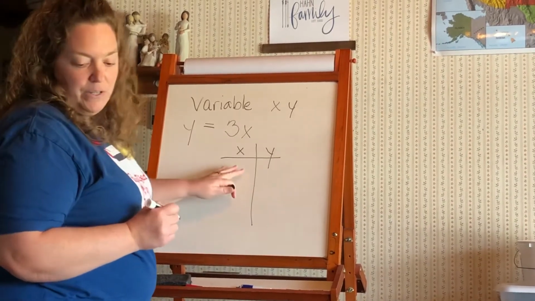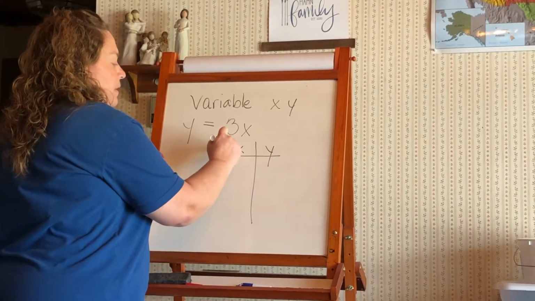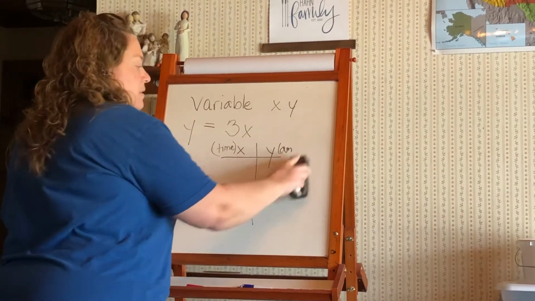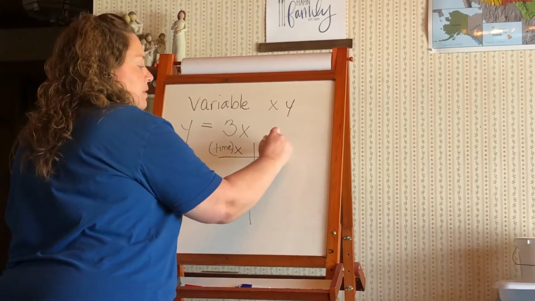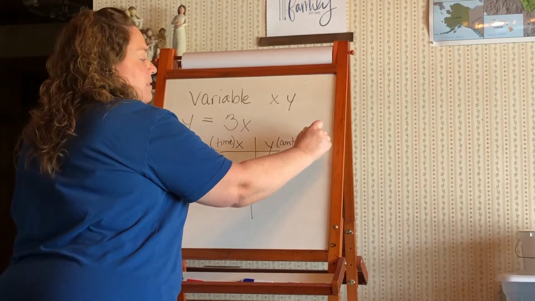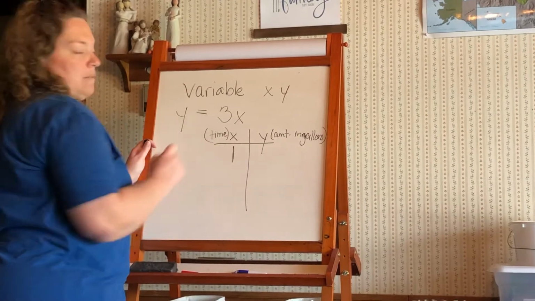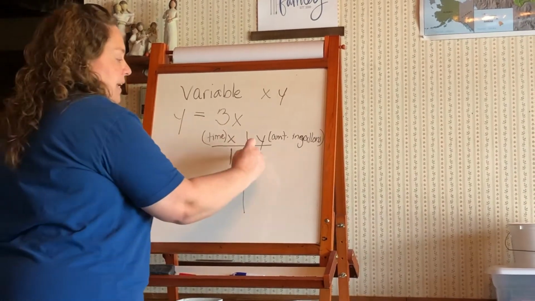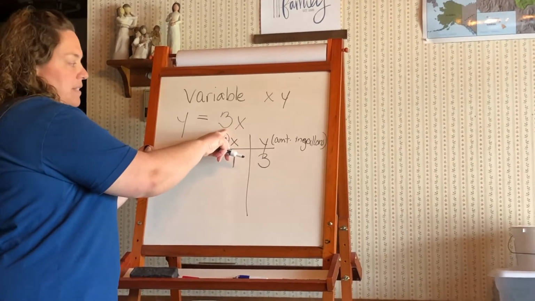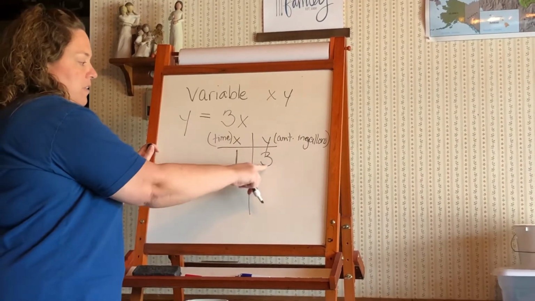So we know that this is going to be time, and this is going to be, I guess I could put amount in gallons. Sorry for my sloppy handwriting. So we know that if 1 hour passes by, 3 gallons are going to come out. 1 hour times 3 gallons an hour equals that. So that would be Y there. The Y would equal 3.